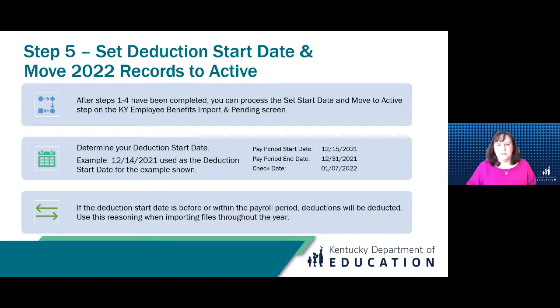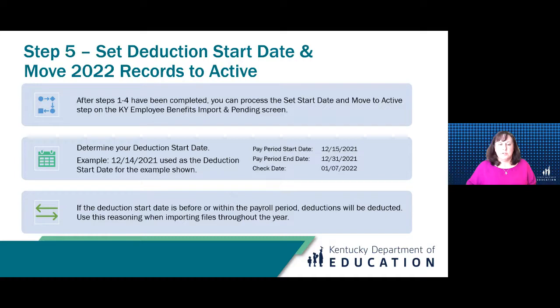We usually use an example of a pay period that starts on December 15th, ends on December 31st, but the first check date is in January. This is the first date that the employee should have deductions taken for health insurance for 2022. I would probably use a deduction start date of 12/14/2021, which is 1 day before the pay period start date. But as long as the date is before or within the pay period, the deduction should be deducted from the payroll.